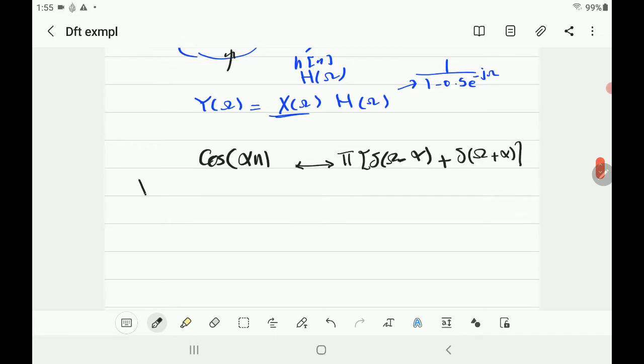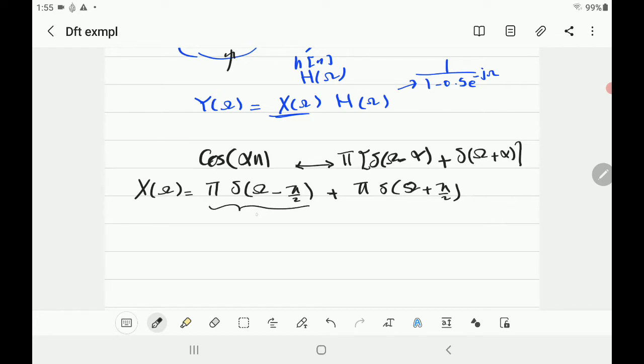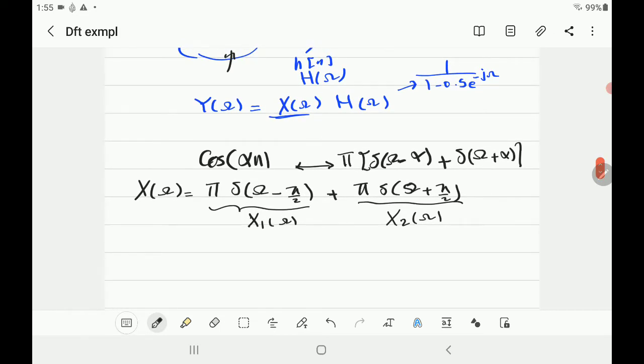So now we can write X of omega is equal to pi. I will distribute pi over both. Pi delta omega minus pi over 2 plus pi delta omega plus pi over 2. So that's the Fourier transform of the input. To make it easy, we'll just call this X1 of omega, and that's X2 of omega. And we use the linearity property just to make it easy, because I don't have enough space here on this page.